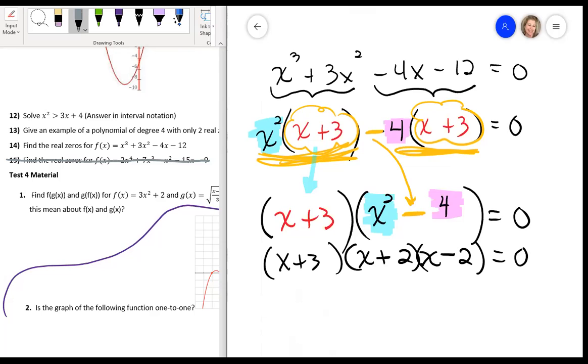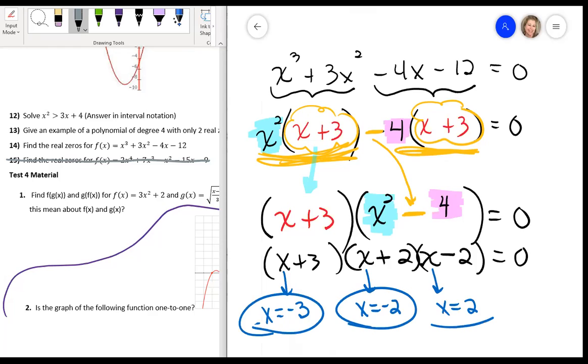Once you get it all factored out, either the x plus 3 is your 0, the x plus 2 is your 0, or the x minus 2 is your 0, which means this x right here would have to be a negative 3 to get a 0. This x would have to be a negative 2 to make it a 0. And this x would have to be a positive 2, because 2 minus 2 is 0. And those are my zeros for number 14.